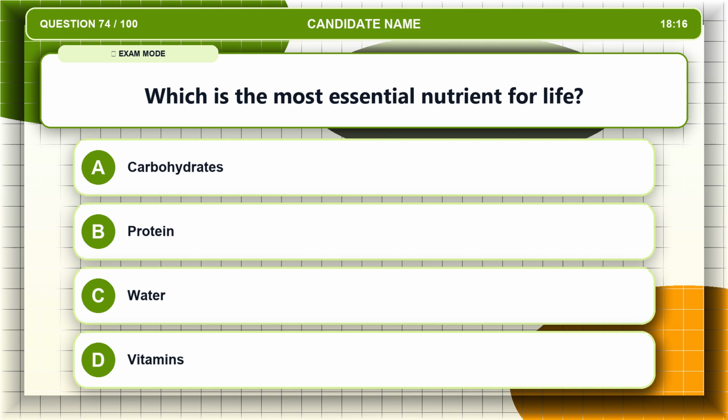Question 74. Which is the most essential nutrient for life? Option A, carbohydrates. Option B, protein. Option C, water. Option D, vitamins.